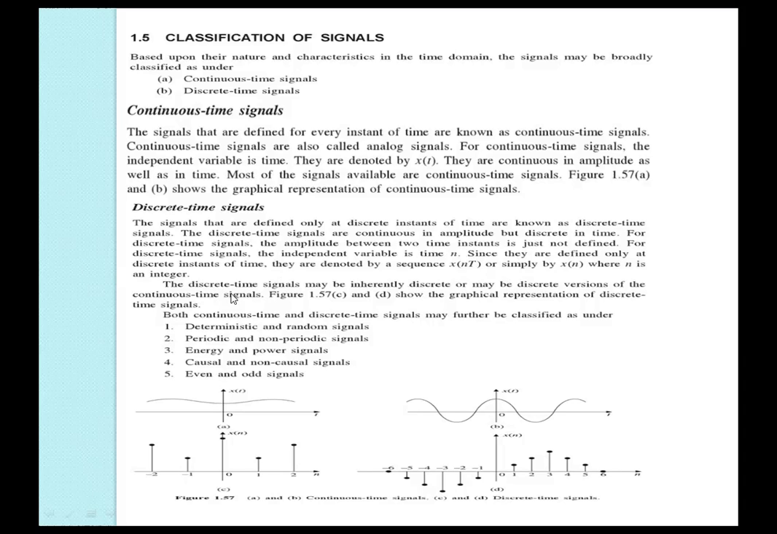Again, these discrete time signals are classified into different types: deterministic and random signals, periodic and non-periodic signals, energy and power signals, causal and non-causal signals, and even and odd signals. Signals are classified as two types, continuous and discrete, and discrete is again classified into these five types.